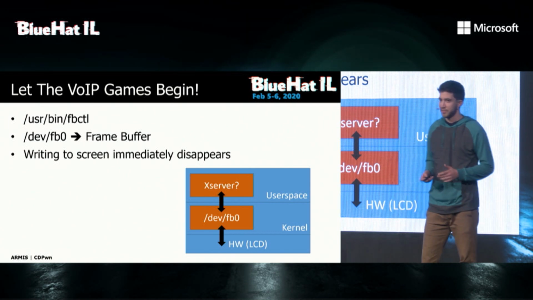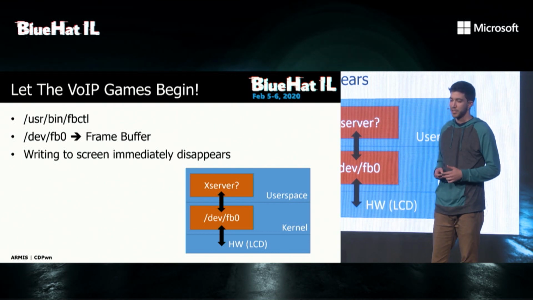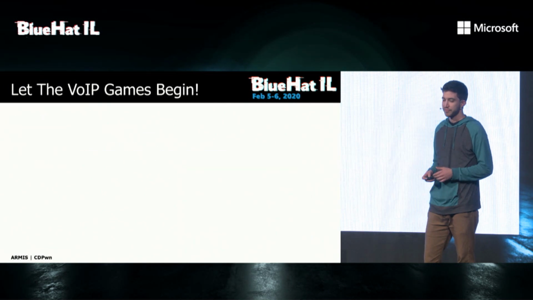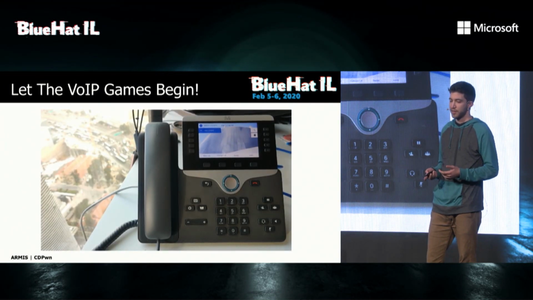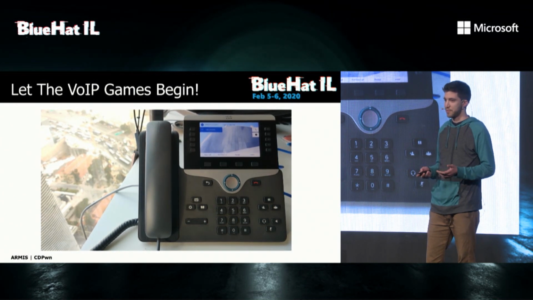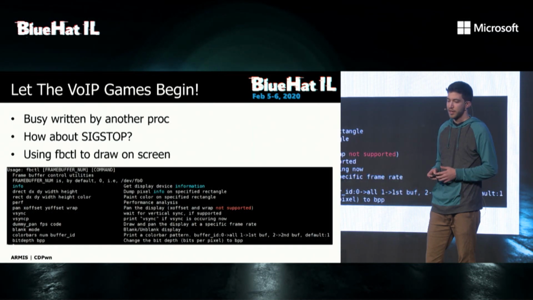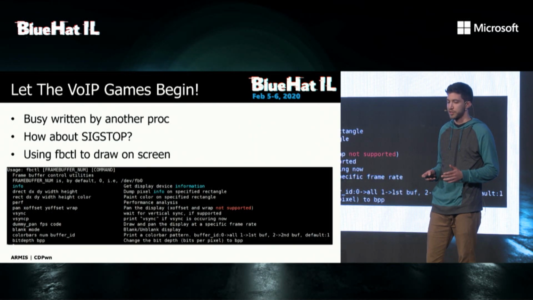In our case, we didn't have that, and cross-compiling it and running it on the phone was a bit of a headache, so we needed to work directly with the frame buffer itself. So whenever we try to write to the screen, this happens, this sort of flickering, we're not being able to take over the screen.